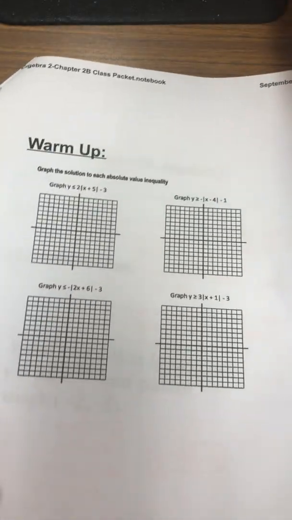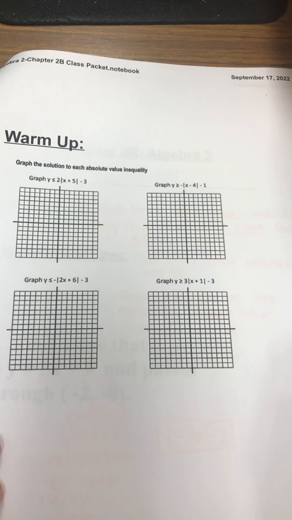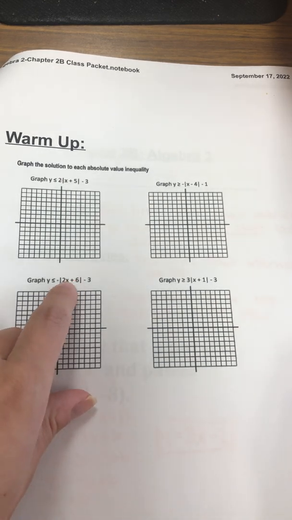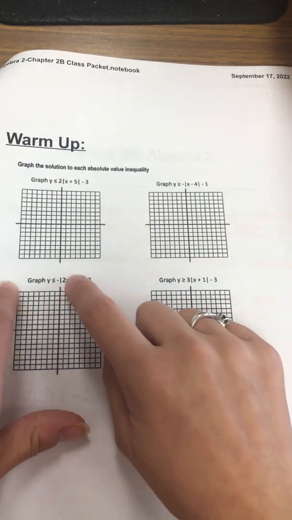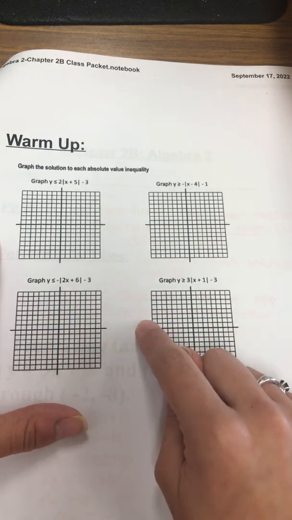So if I look at this page, all of them can use the shortcut except this one, because it has a 2 in front of the x. For this one, you'd have to take the time to make the input and output table.